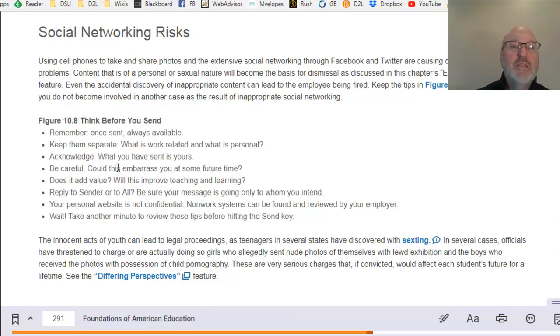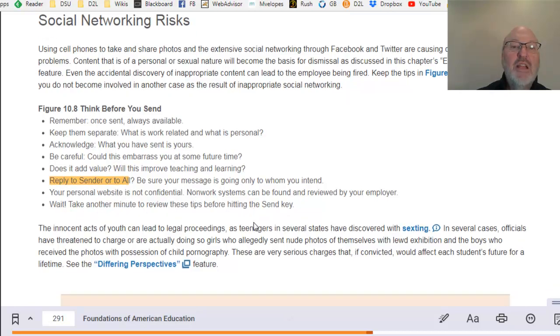Be careful. Could this embarrass you at some future time? That's a good question. Does it add value? Would it improve the teaching and learning? Be really careful. I had to learn this the hard way, like most of us. Are we replying to a sender or to all? Because you may not want things to go to all. Your personal website is not confidential. And we'll take another minute to review these tips before hitting the send key.